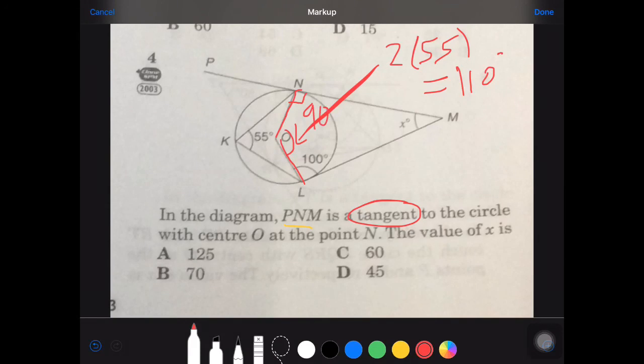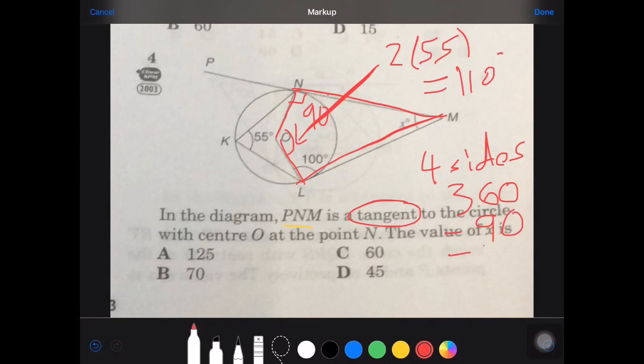And then now you have a four-sided polygon. To find x, it's simply the four-sided polygon, sorry. When you add everything, you get 360. So 360 minus 90 minus 110 and minus 100, you will get the final answer.